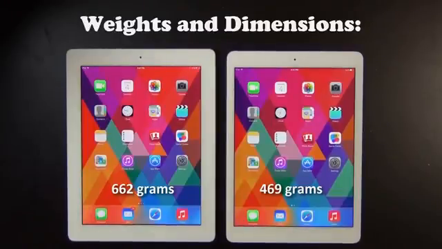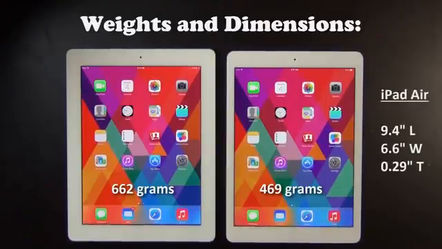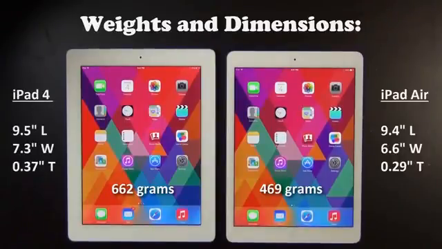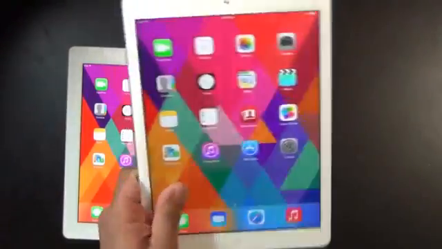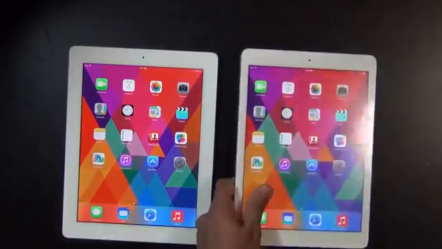Now next we have the following dimensions on the iPad Air. It's 9.4 inches long, 6.6 inches wide, and 0.29 inches thick, whereas the iPad 4 is 9.5 inches long, 7.3 inches wide, and 0.37 inches thick. As it is clear by these numbers, the size and the weight have gone down with the iPad Air, which is always a plus. Now we also get an overall refresh on the design. So the iPad Air has the same form factor of the iPad mini, which has been on the market for a while. So it's a blown up version of the iPad mini that we already have on the market.